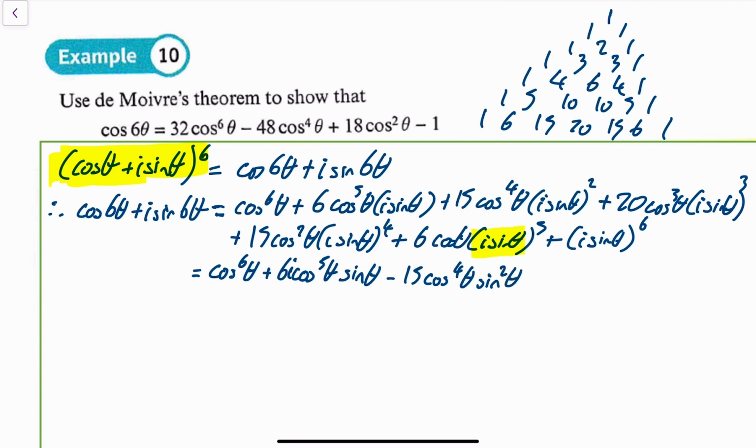Next one, you're going to have i cubed. i cubed means i times i times i. The i times i gives you minus 1, so it's just going to be minus 20i, and it's going to be cos cubed theta sine cubed theta.